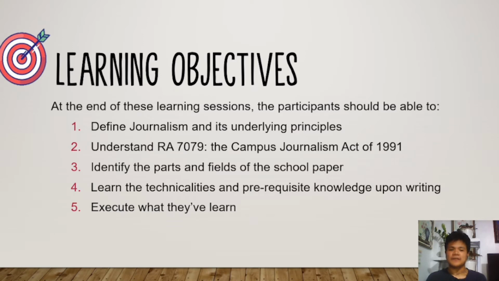Learning objectives. At the end of these learning sessions, the participants should be able to: Number 1. Define journalism and its underlying principles. Number 2. Understand RA 7079 or the Journalism Act of 1991. Number 3. Identify the parts and fields of the school paper. Number 4. Learn the technicalities and prerequisite knowledge upon writing. And number 5. Execute what they've learned.